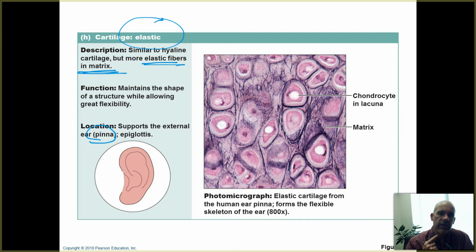Another place you have elastic cartilage is your epiglottis. That's the flap that covers the opening to the larynx. When you're swallowing food and water, that flap covers it so that you don't have food and water going down into your trachea.